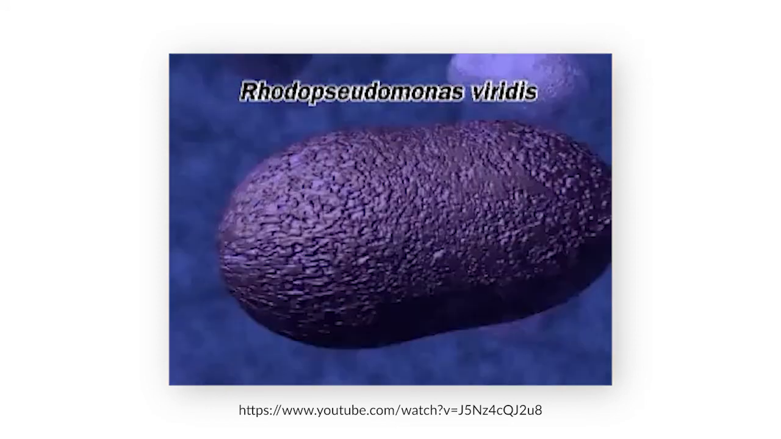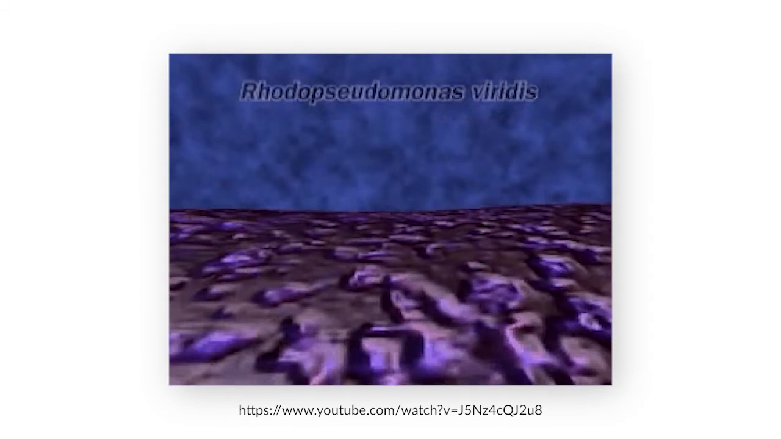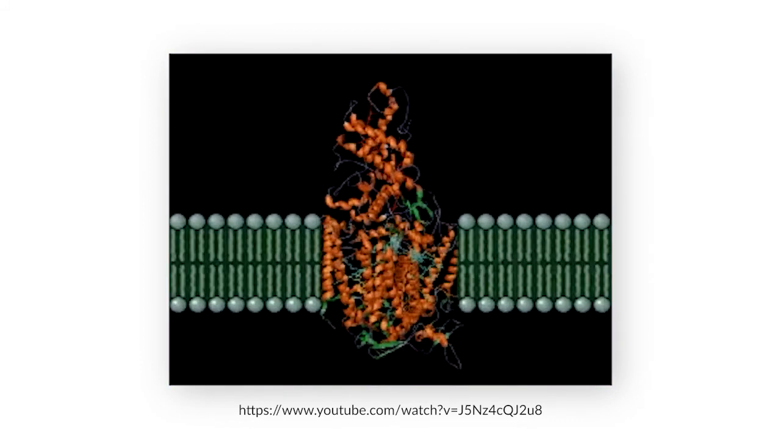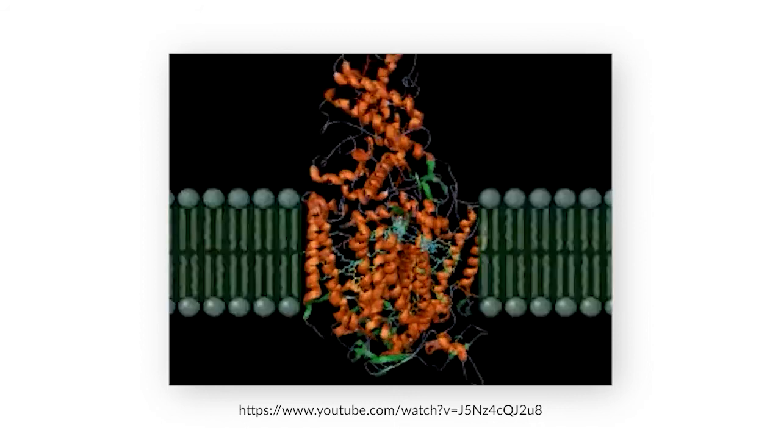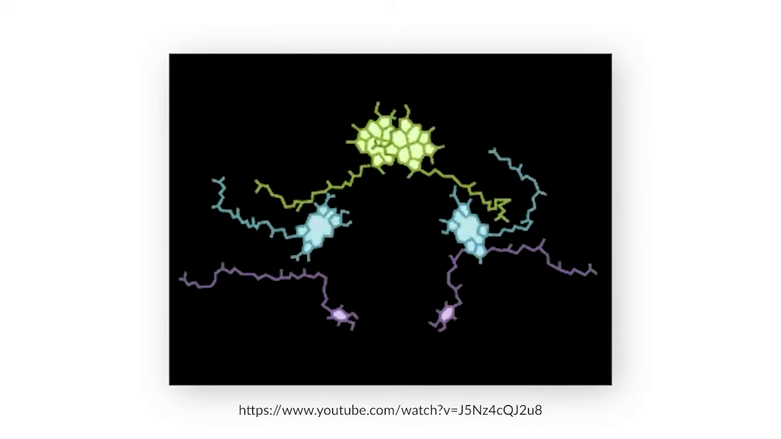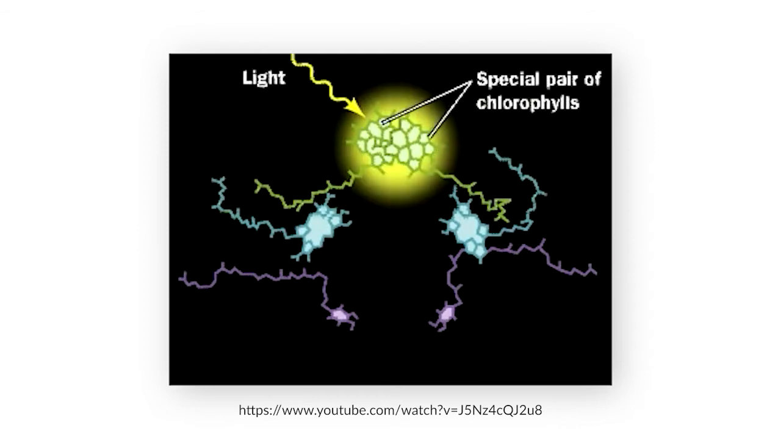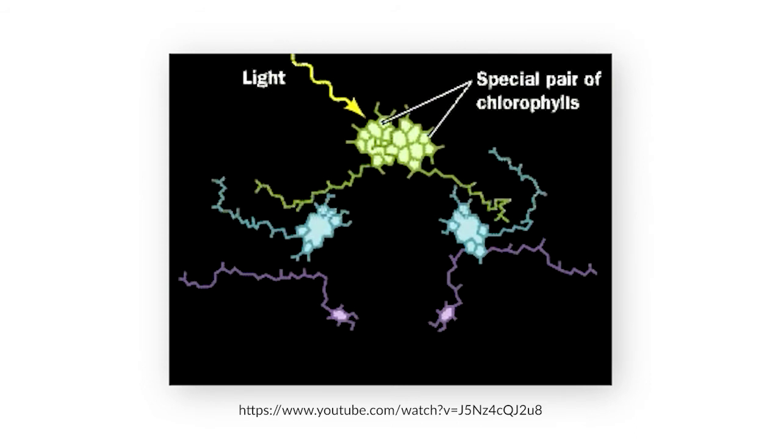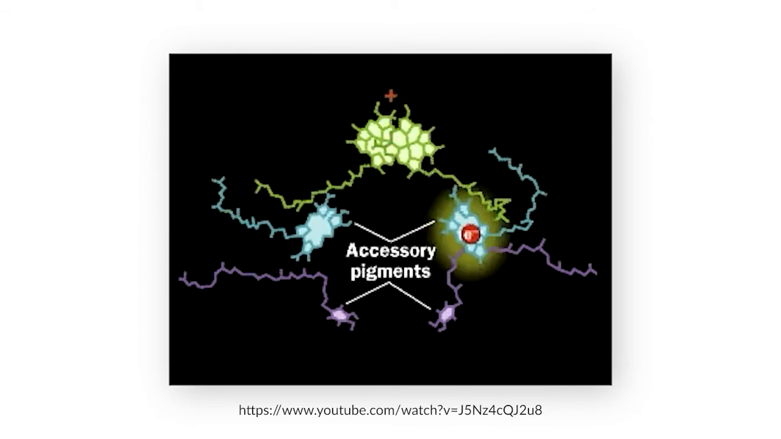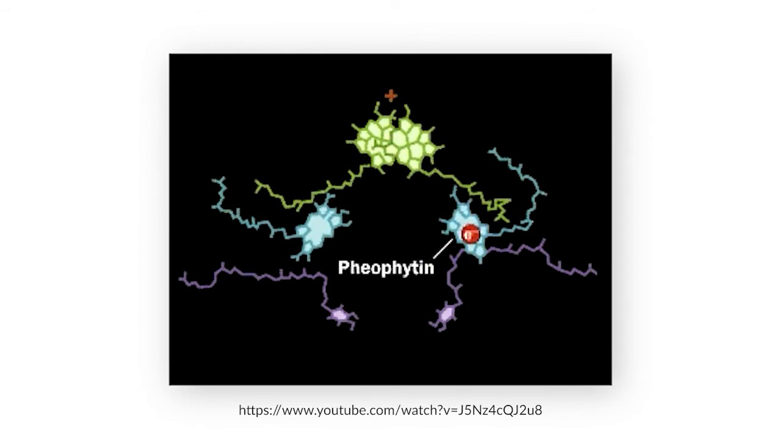R. viridis consists of a reaction center embedded in its membrane that pumps protons across the membrane. Within its reaction center protein lie the pigments and several electron carriers. The photosynthetic pigment in this bacterium is called bacterial chlorophyll. This chlorophyll absorbs a photon from a light source that excites an electron. This excited electron is then transferred to one of the accessory pigments, pheophytin, making the chlorophyll positively charged.